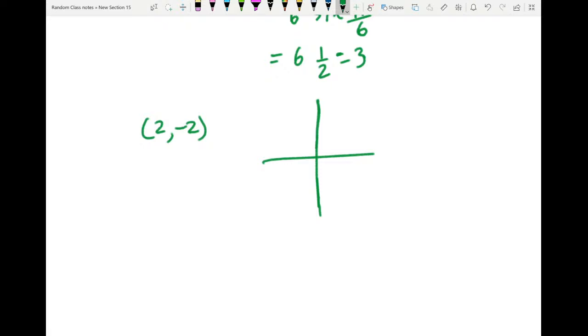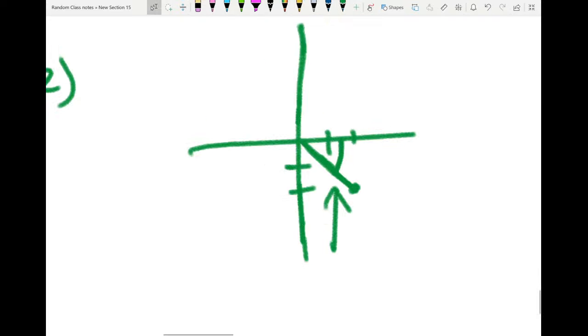Okay. 2 comma 2, it's right. 2 comma negative 2 would be right over here. So our goal is to find the angle and the length of that. And the length of that is pretty simple. That's the Pythagorean theorem. 2, negative 2.